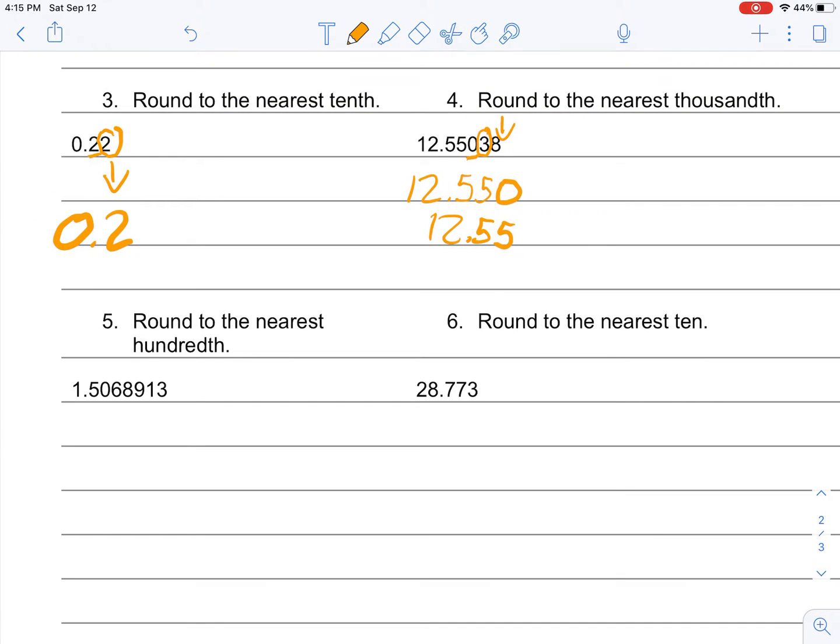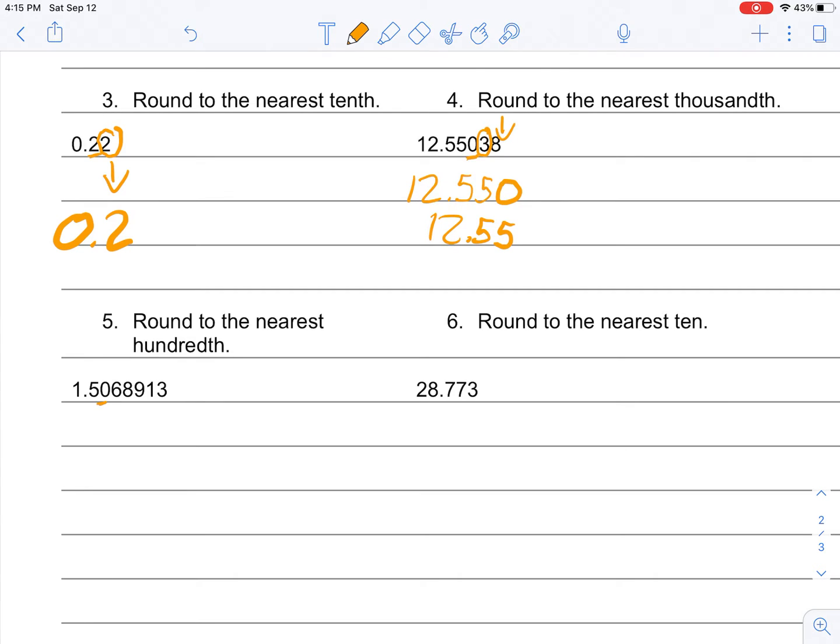The last two numbers here, if you want to solve on your own, pause the video here, and then you can come back and see how I solve them. So this would be a really great place to pause the video. I'm going to solve these as well, but this is a good place to pause and see if you can try these on your own.